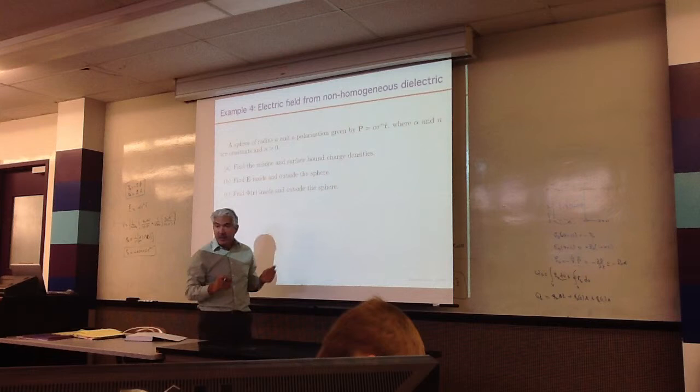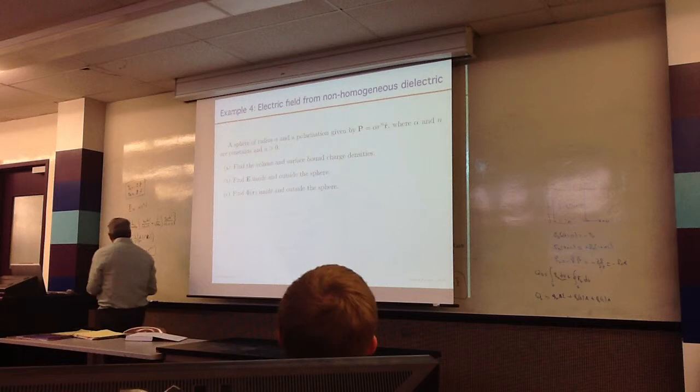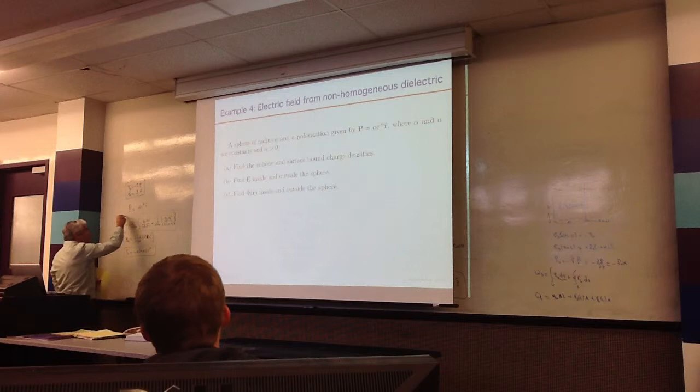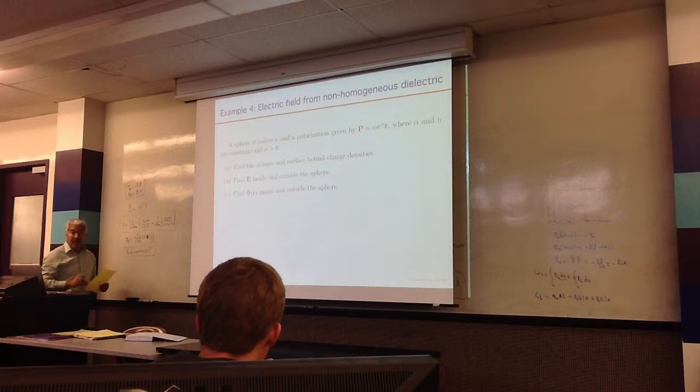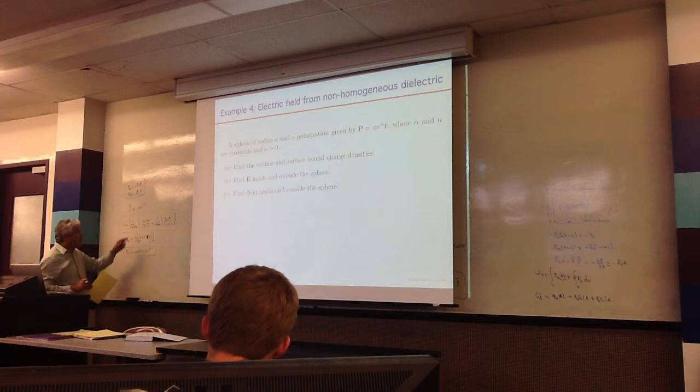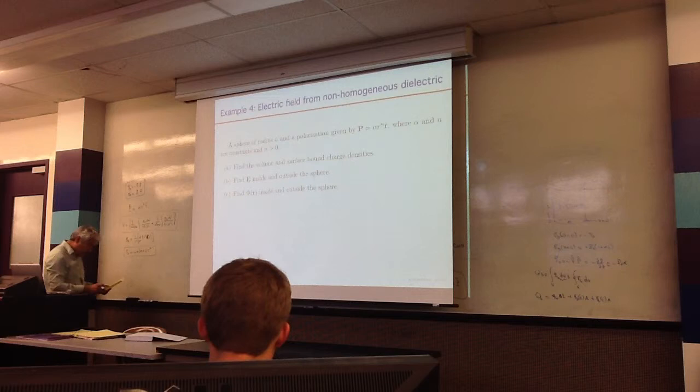So now what is the electric field? Once I find sigma bound, I can use this to do the integral if you want to. Again, you can evaluate it on the z-axis if you want to do the integral. But you also have to evaluate what sigma bound is on the axis as well. Or you can use this trick.